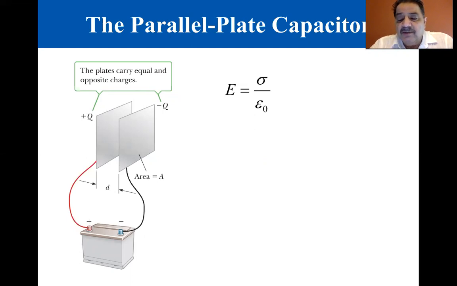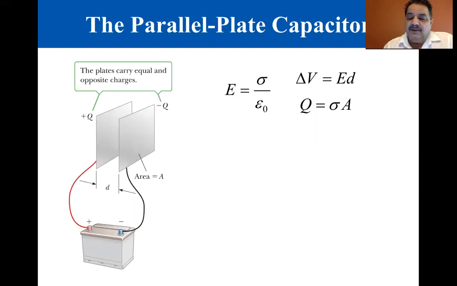Second, the potential difference between two plates, delta V, where d is the distance between the two plates. So delta V equals Ed, the E field times the distance. Third, the charge on one plate is given by this relationship where Q is equal to sigma A, where A is the area of the plate.